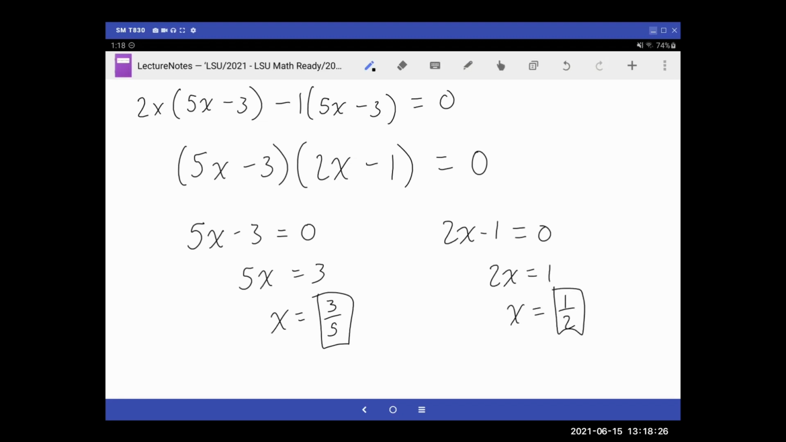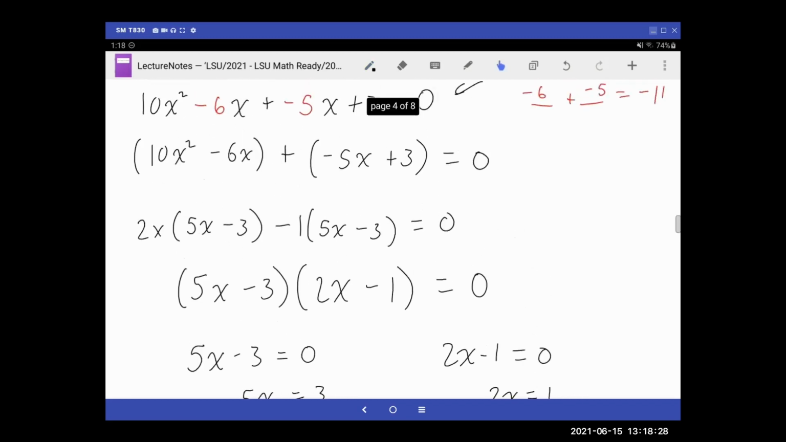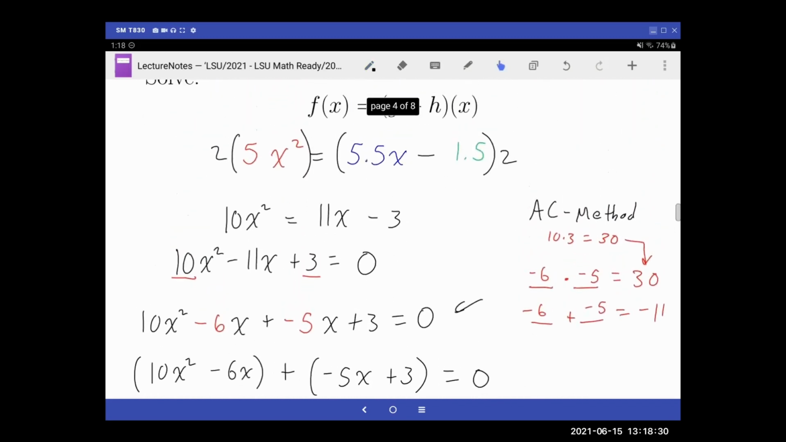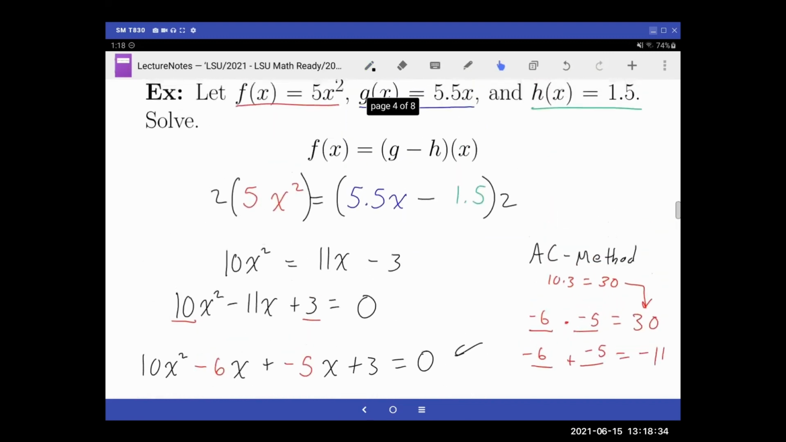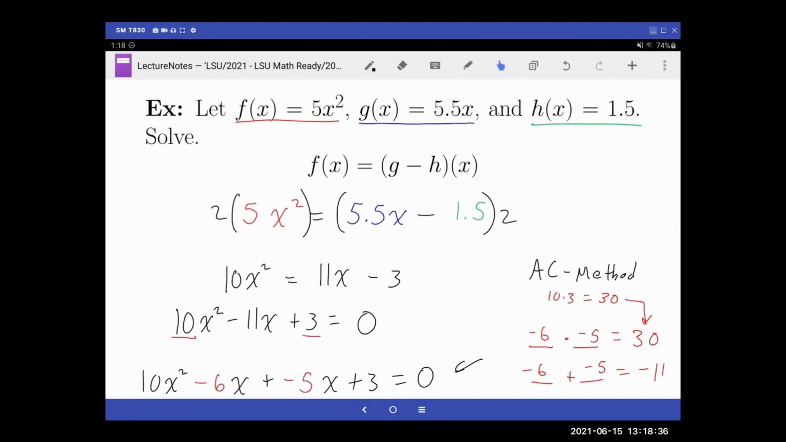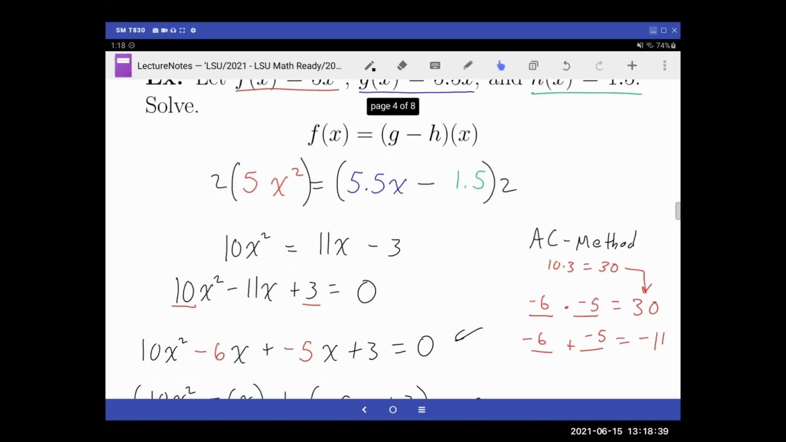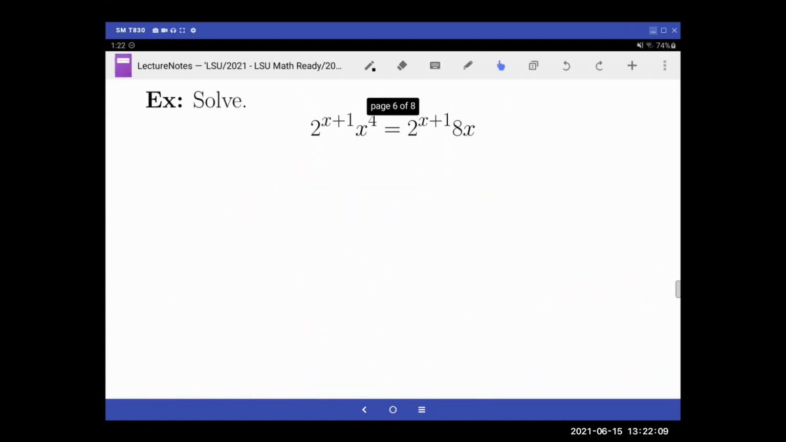So there we go. Those are our two solutions to the original equation that was set up by this awkward expression here, right? Okay. Not so terrible. All right, let's solve this one. This one looks scary.